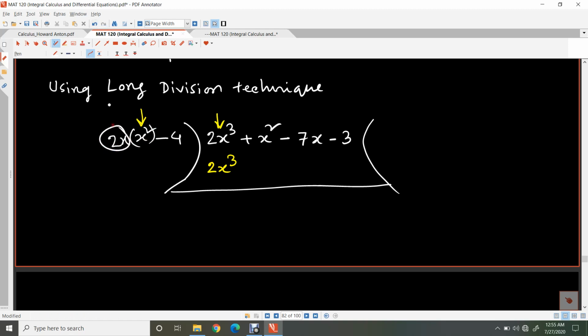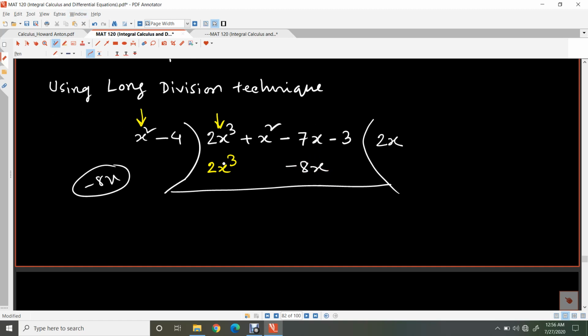So instead of writing the result here, we can write the result on this part. So 2x times x squared is giving us 2x cube. At the same time, don't forget about this one, we have to multiply 2x with negative 4 also. So we will get negative 4 times 2x, we will get negative 8x. So you can see negative 8x. Let's take x column, this is x column, so here we can place negative 8x.